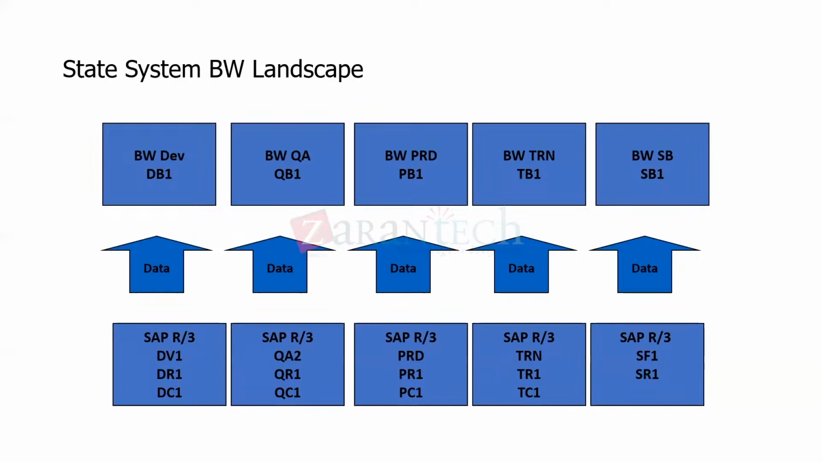Production system is the main system. The actual business runs on the production system. The business users access the production system to access the data. Development system is used by developers like us. Quality system is used by testing people.